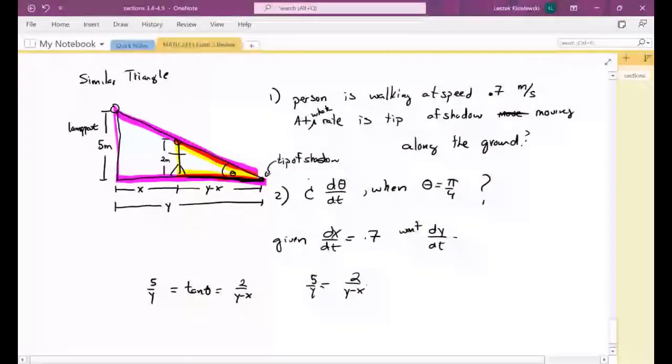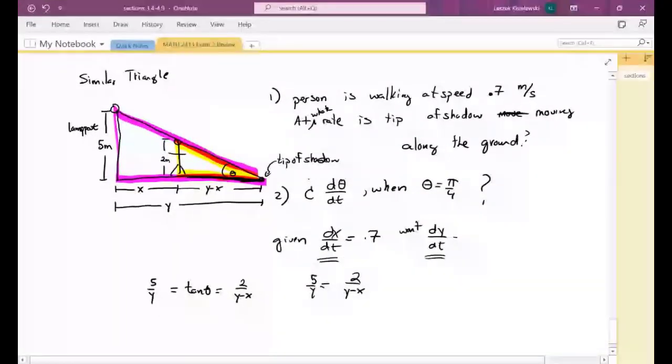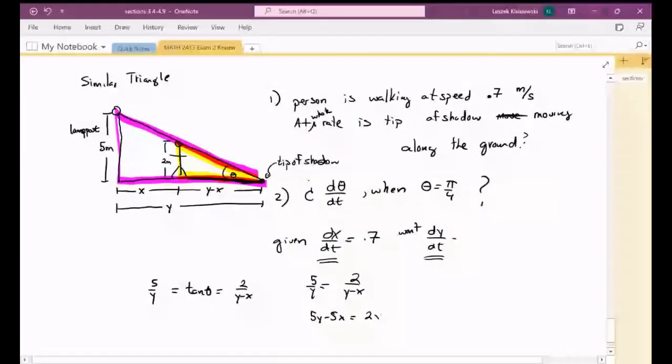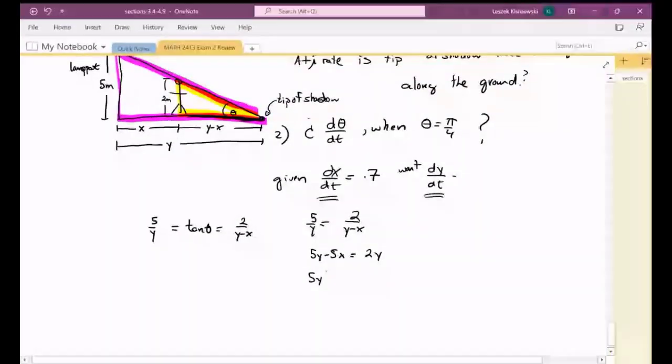All right, we have an equation relating x and y, the variables whose rates we want to relate. Before differentiating, I'll of course cross multiply, and then differentiate both sides with respect to t.